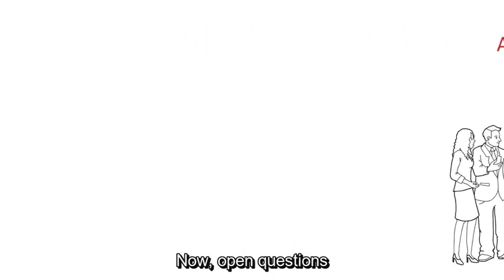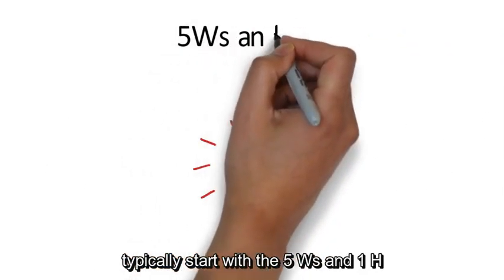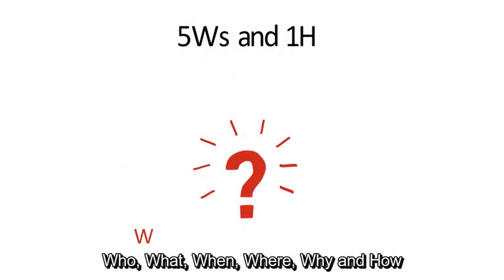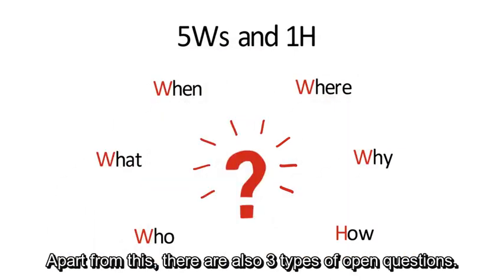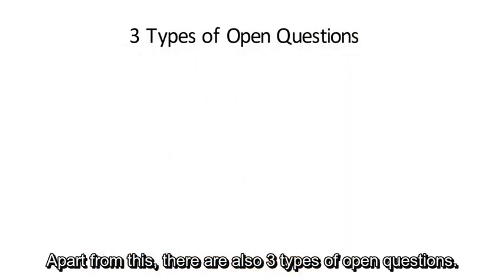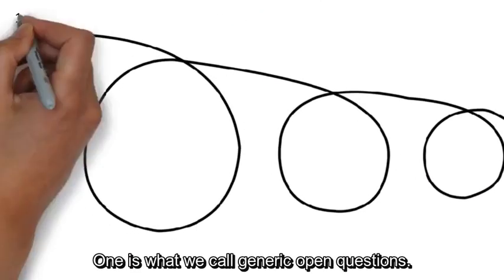Now, open questions typically start with the 5 W's and 1 H: who, what, when, where, why, and how. Apart from this, there are also 3 types of open questions. One is what we call generic open questions.